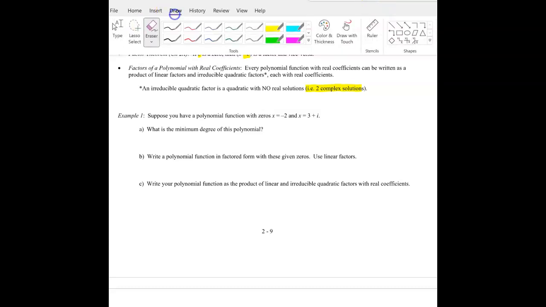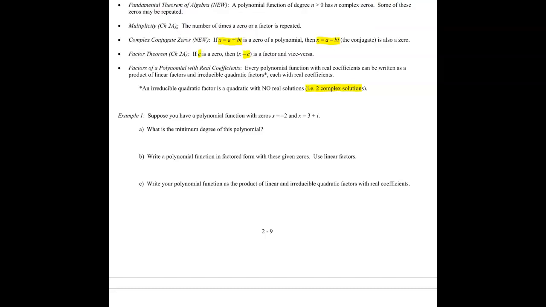Alright, so example 1 says suppose that we have a polynomial function with zeros at x equals -2 and x equals 3 plus i. So what's the minimum degree of this polynomial? Well, up here I said if I have a 0 with a plus bi, where this is a and that 1 out in front of i is b, that means that I also have another 0 of x equals 3 minus 1i, or just i. So altogether I have 1, 2, 3 zeros. So since I have 3 zeros, my degree is also 3.